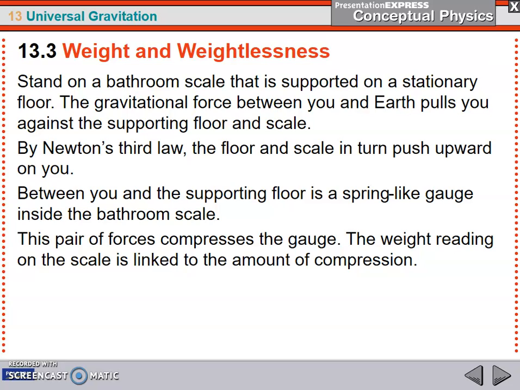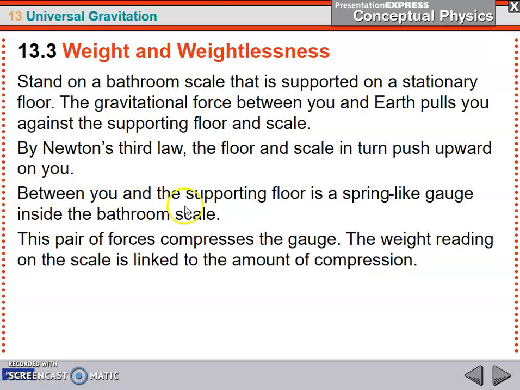Stand on a bathroom scale that is supported on a stationary floor. The gravitational force between you and Earth pulls you against the supporting floor and scale. By Newton's third law, the floor and the scale in turn push up on you. So every action has an equal and opposite reaction. When you're standing on the floor and pushing down, the floor is pushing up on you. So all I'm saying is that we're going to stick a scale in between there.